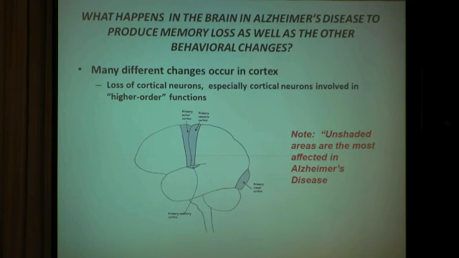So for example, if I were to hold up a fork, and I ask you all, can you see it? And you'll all say yes, right? Okay? And then I ask you what it is, and you say fork. And then I say, what do you do with it? And you say you eat food with it. Okay? The person who has Alzheimer's can see the fork. They just don't know what it is or what it's used for.